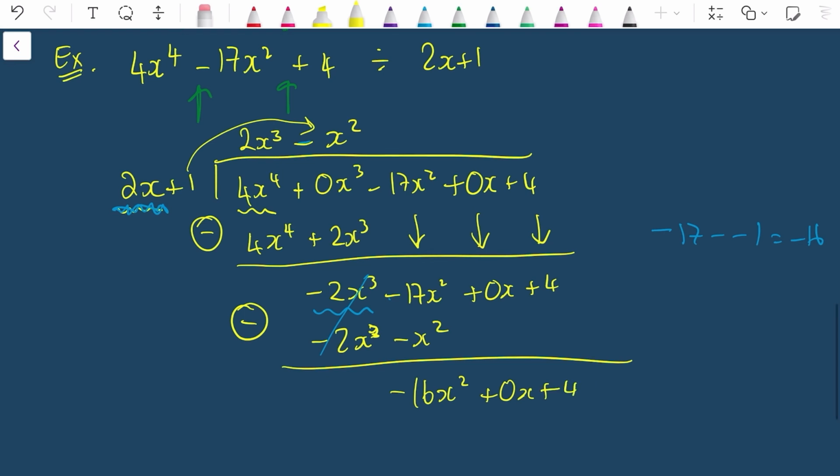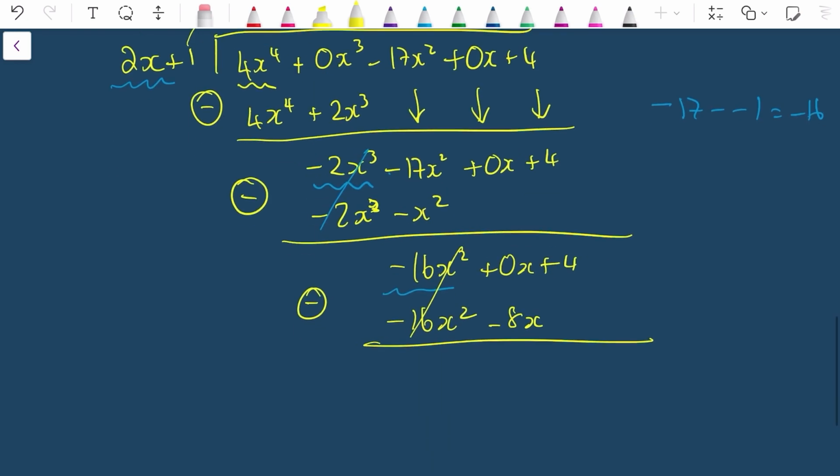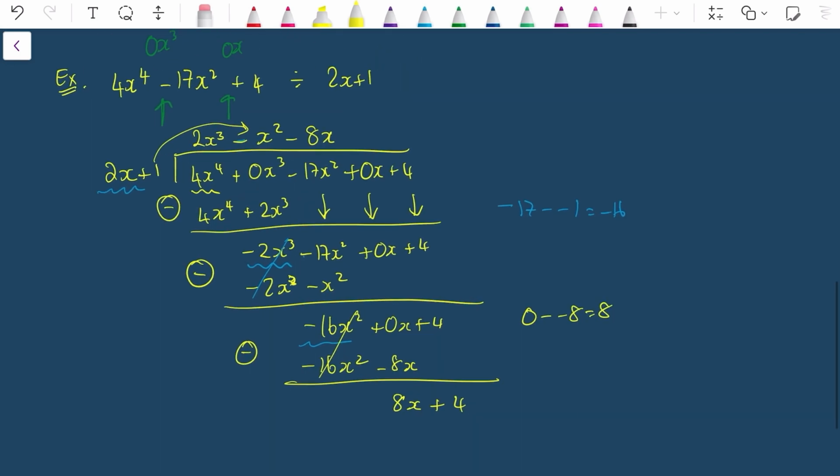Repeat the process. What must I multiply 2x by in order to get minus 16x squared? So the answer to that is negative 8x. I go and do that. I get my minus 16x squared, and I get minus 8x. I subtract. That gives me 0. Then I've got 0 subtract negative 8, which will be positive. 0 take away negative 8 is 8. 4 take away 0 is just plus 4.